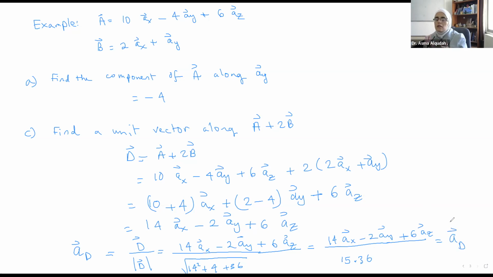To make sure it satisfies the unit vector condition, if you evaluate the magnitude of this vector, it should be equal to 1. Try at home: evaluate the magnitude of this whole vector, and it should give you a magnitude of 1. And of course it's in the direction of d, because we have the same vector d divided by a constant value of 15.36. So the direction is not changed; the direction of the unit vector is the same as the direction of d.